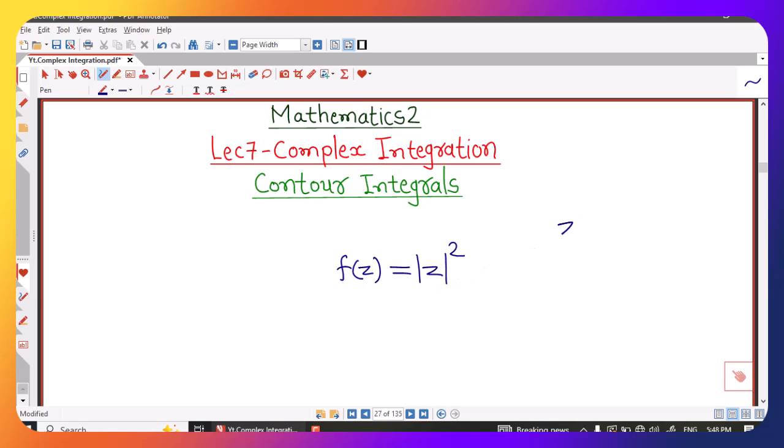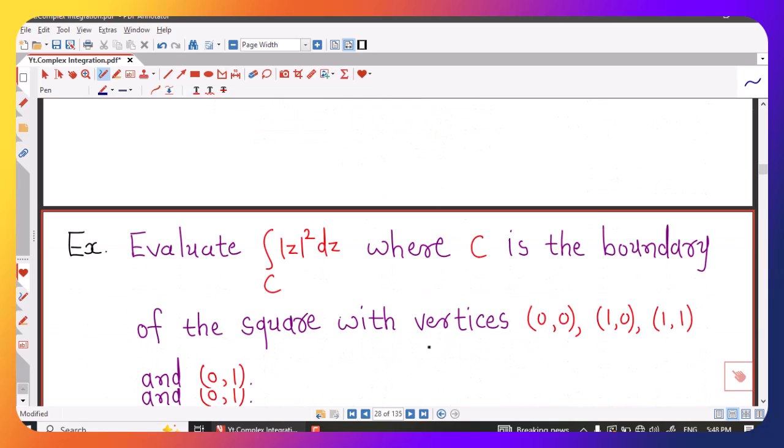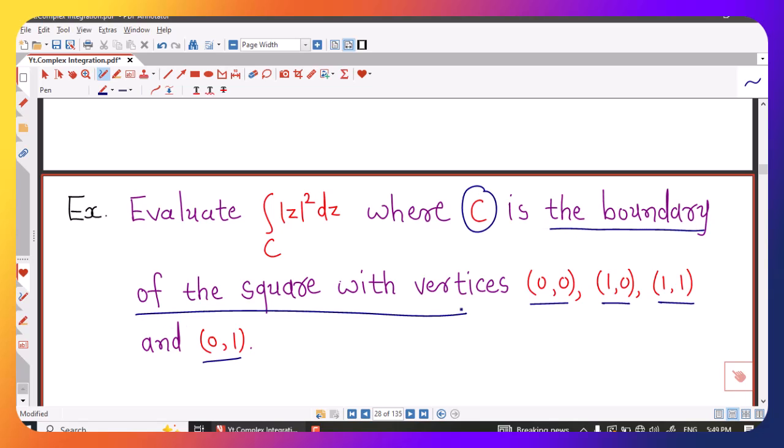And we know that if z is x plus iy, then absolute value of z is given by square root of x square plus y square, and if we take square on both sides we have mod z square equal to x square plus y square, and we want to integrate this function along the square with vertices 0 0, 1 0, 1 1 and 0 1. So this contour C is nothing but the boundary of the square with these vertices.